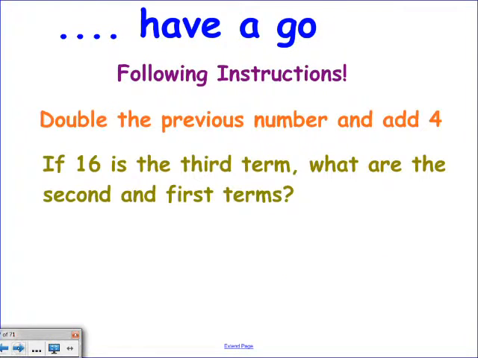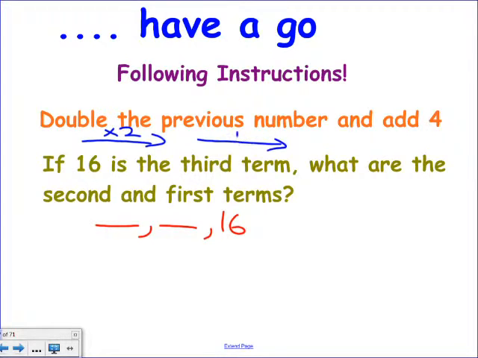Okay? So I'm going to give you a chance to do one. Double the previous number and add 4 is your set of instructions to fill in a sequence. However, the only thing you've got to go on is the fact that the third term is the number 16. What are the first and second terms in that sequence? What are my functions? If I'm drawing my function flowchart, what are my 2 functions when I'm going this way? Times by 2. That's my first function, and then add 4. So really, we're coming back the other way, so we need to take away 4 and divide by 2. Okay?